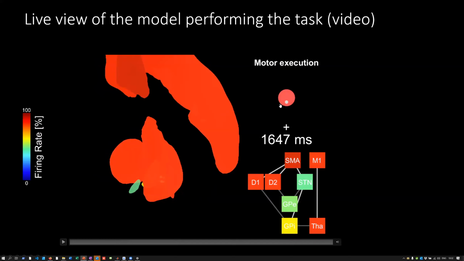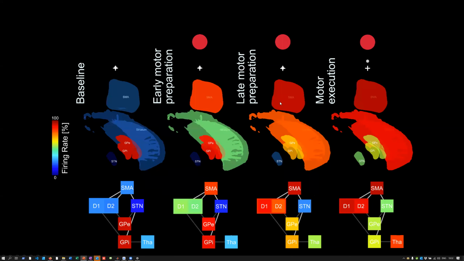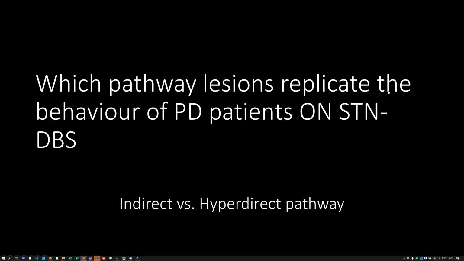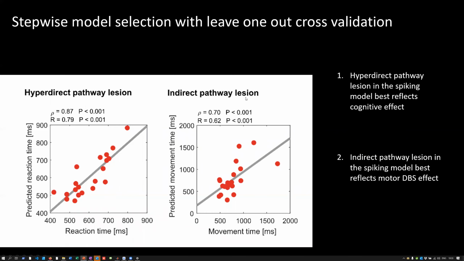Now we can use these models and introduce specific conditions to understand what happens at which time point of the task, and which lesions can replicate the behavior of PD patients on DBS. So we trained the model on the off state and the healthy controls and introduced changes into the model to try to replicate what happens during stimulation. And this has led to the observation that lesioning the hyperdirect pathway, the SMA to STN pathway neurons, leads to a predicted reaction time change that resembles that of the stimulation, while lesioning the indirect pathway can predict the change in movement time that seems to be distinct in terms of the DBS effect.